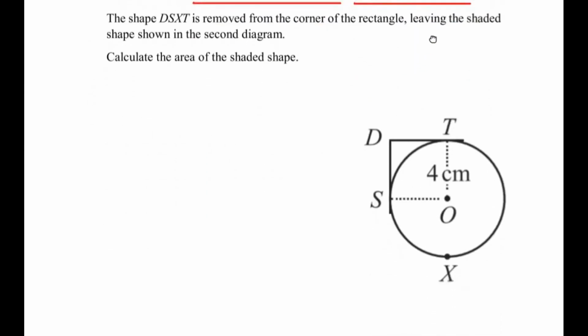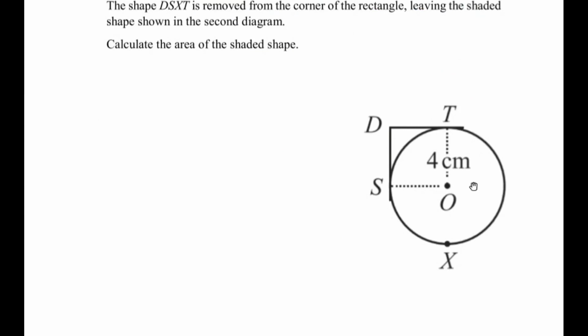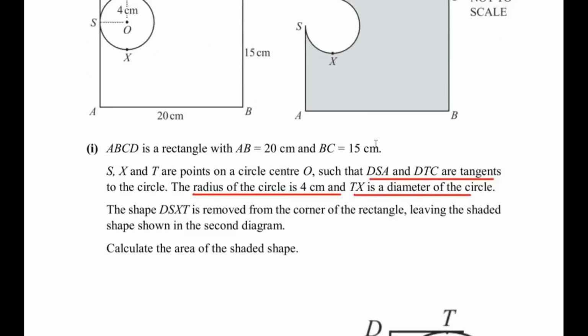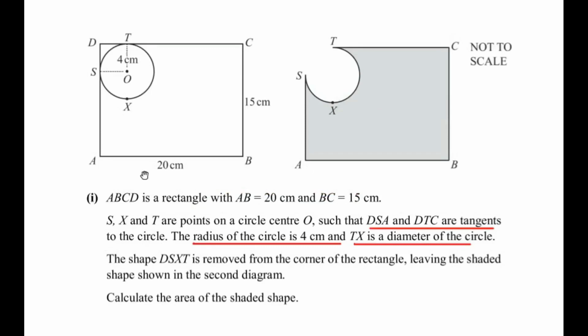So here is the corner shape. Now this corner shape is made up of two shapes. One is the circle, which we see with the center O, and the second shape is a square, or you can call it a rectangle as well. Now how did we come to the conclusion that this can be a square or a rectangle? The first clue given in the question is DSA and DTC are tangents to the circle.